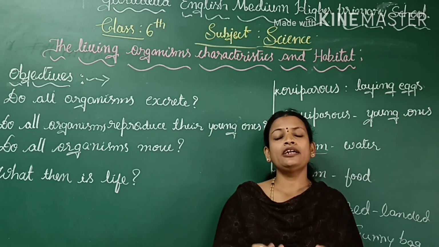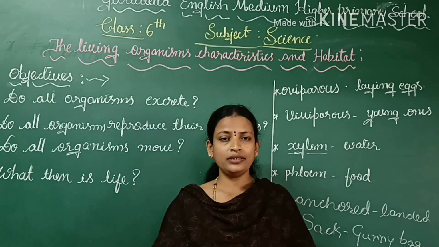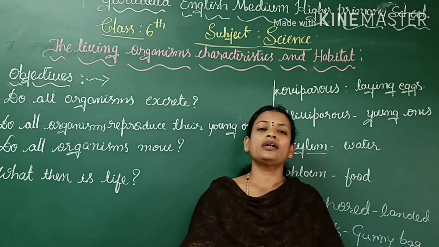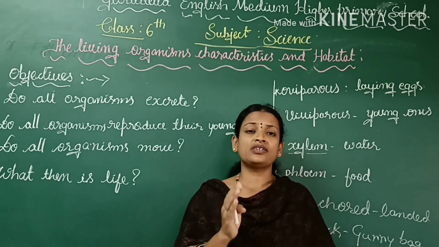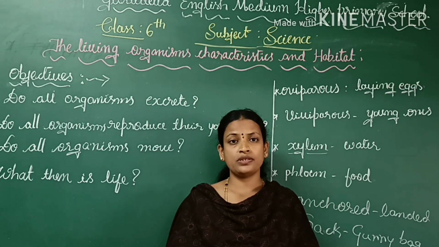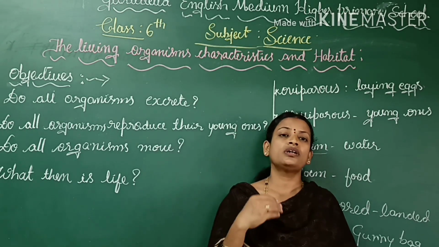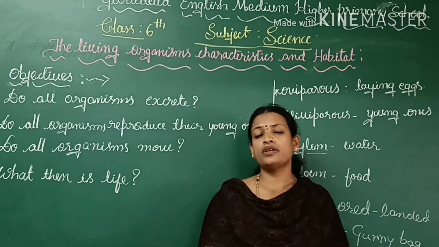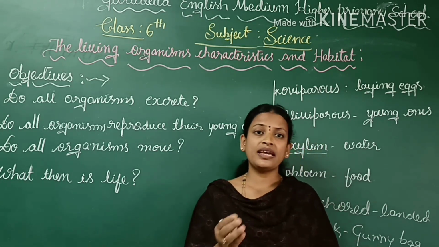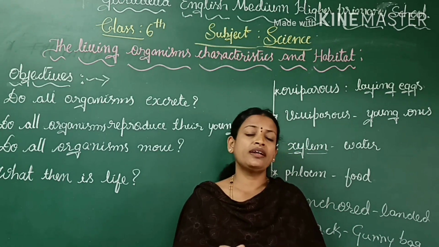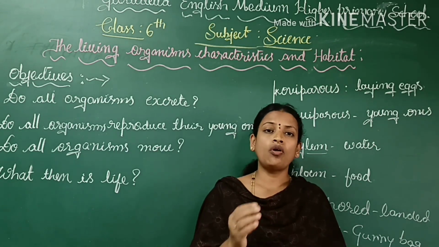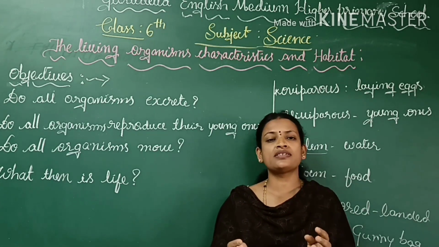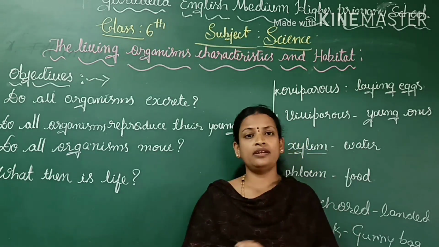The concepts like adaptation, habitat of 2 types, terrestrial and aquatic habitat. After that we dealt with the 7 characteristics of living organisms. Do all organisms need food? Do all organisms show growth? Do all organisms respire? Do all organisms respond to stimulus? Do all organisms excrete? Do all organisms reproduce their own kind? Do all organisms move? These are the 7 important characteristics we studied in this lesson.